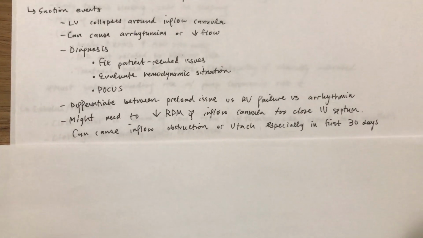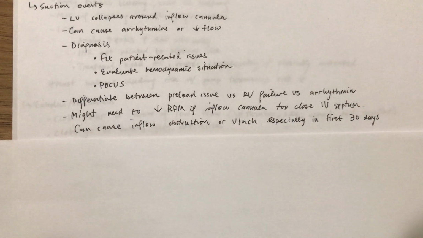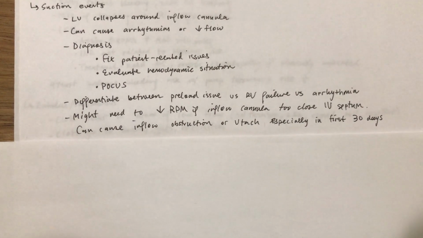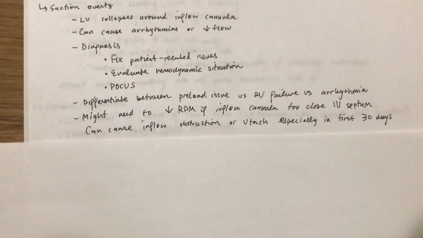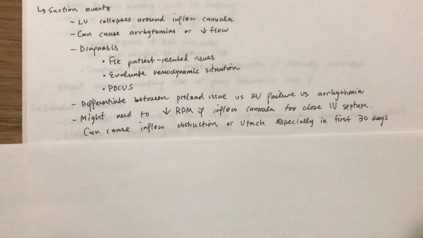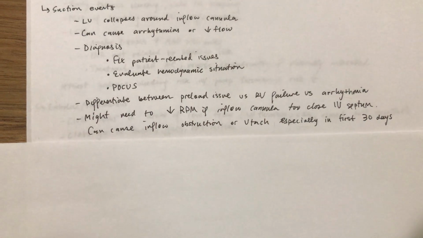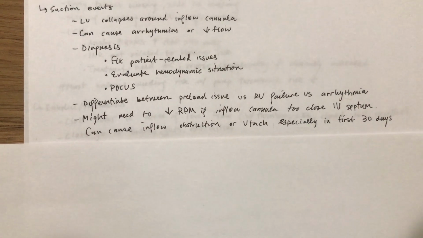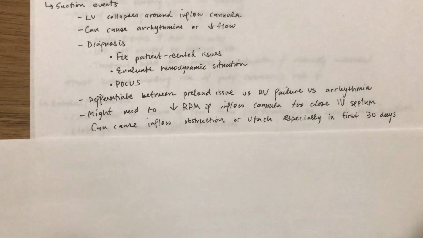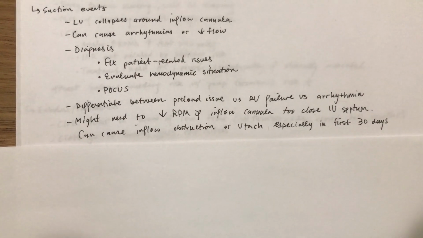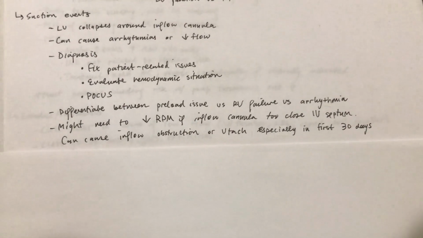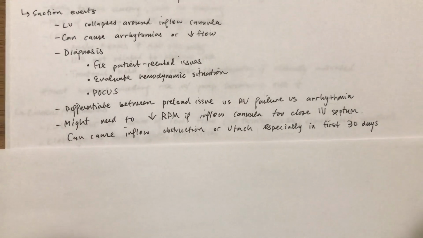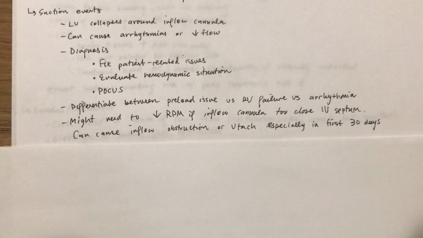And the most important thing with suction events is to make sure, is it a simple preload issue, or is there some type of RV failure going on? Because keep in mind, it doesn't matter how much preload you have if the right side of the heart has failed, right? You're not going to get any LV preload when the RV is down. The other option is that the inflow cannula is too close to the interventricular septum, and you can use ultrasound. You should be able to see that, and this can also cause VTAC, and we're going to talk about this later on.